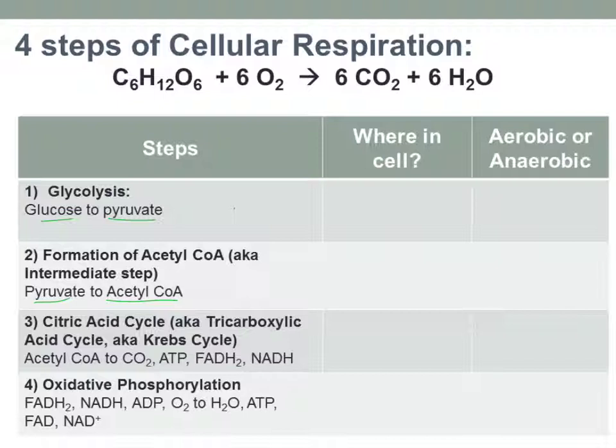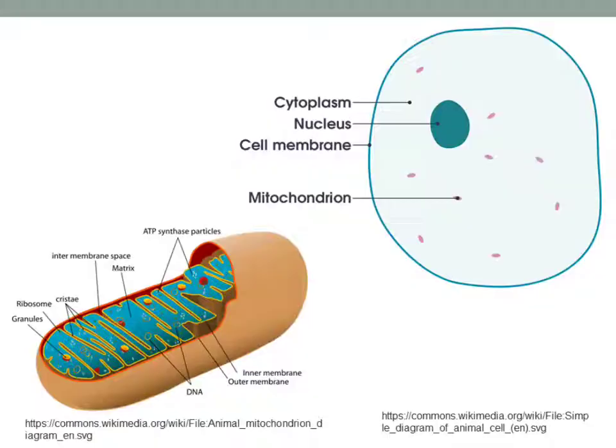And the citric acid cycle is where you take that acetyl-CoA and turn it into carbon dioxide and ATP, and then those reduced coenzymes. And then the last step is oxidative phosphorylation, where you take those reduced coenzymes and oxygen, use the energy that's produced from that to recreate your ATP and recreate your oxidized coenzymes. And these don't all occur in the same part of the cell. There's a little bit of differences. So let me show you where these things occur.